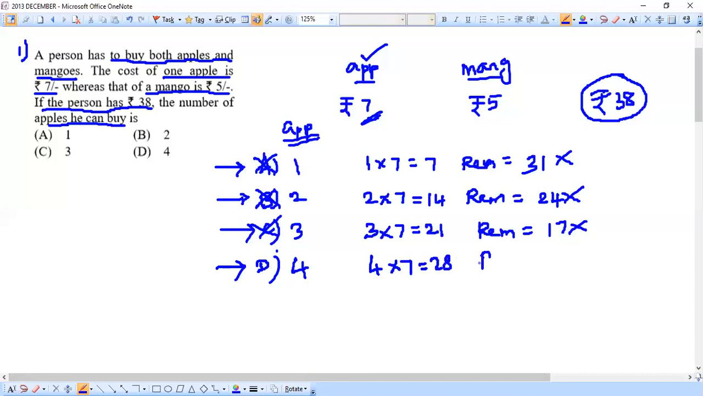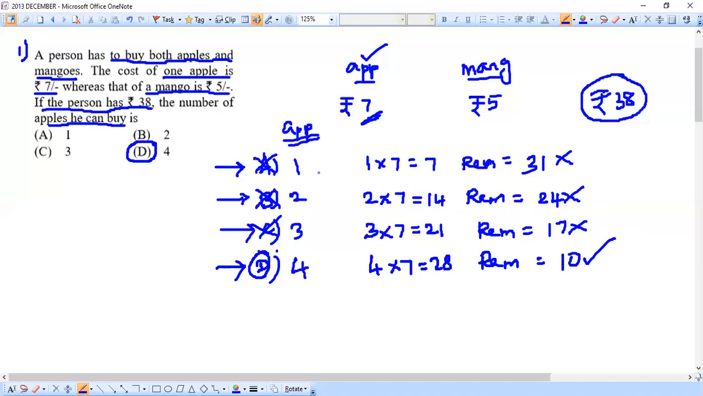That means how much will be remaining now? 38. He has spent 28 rupees. That means the balance will be 10 rupees. Yes, sure. For 10 rupees, the person can buy exactly 2 mangoes. That means our calculation is exactly getting compensated. So that means option D, 4. The person can buy 4 apples is going to be the answer.